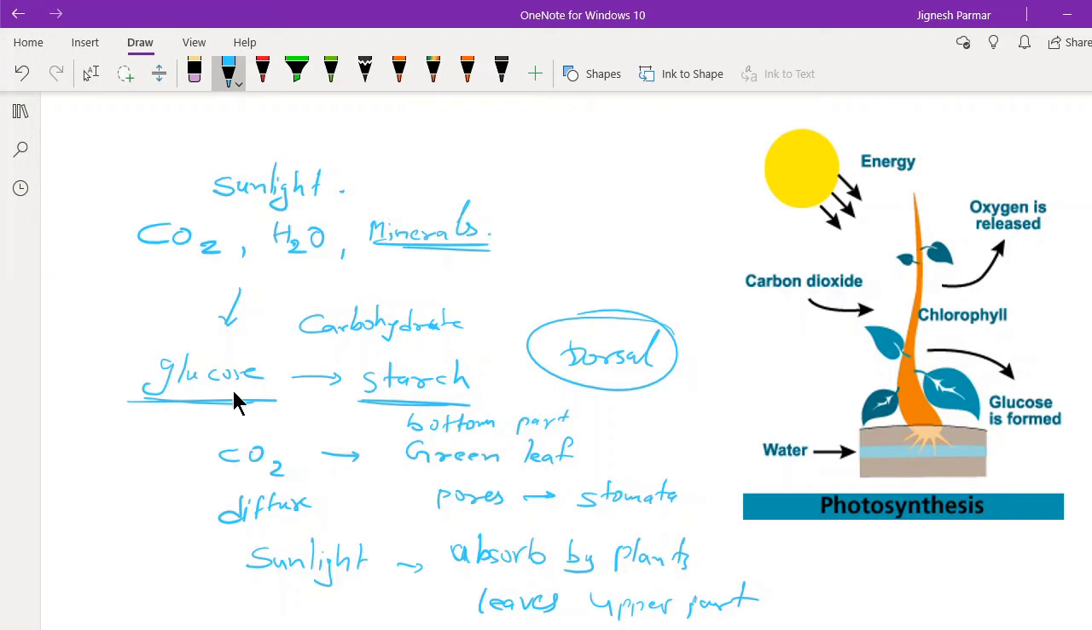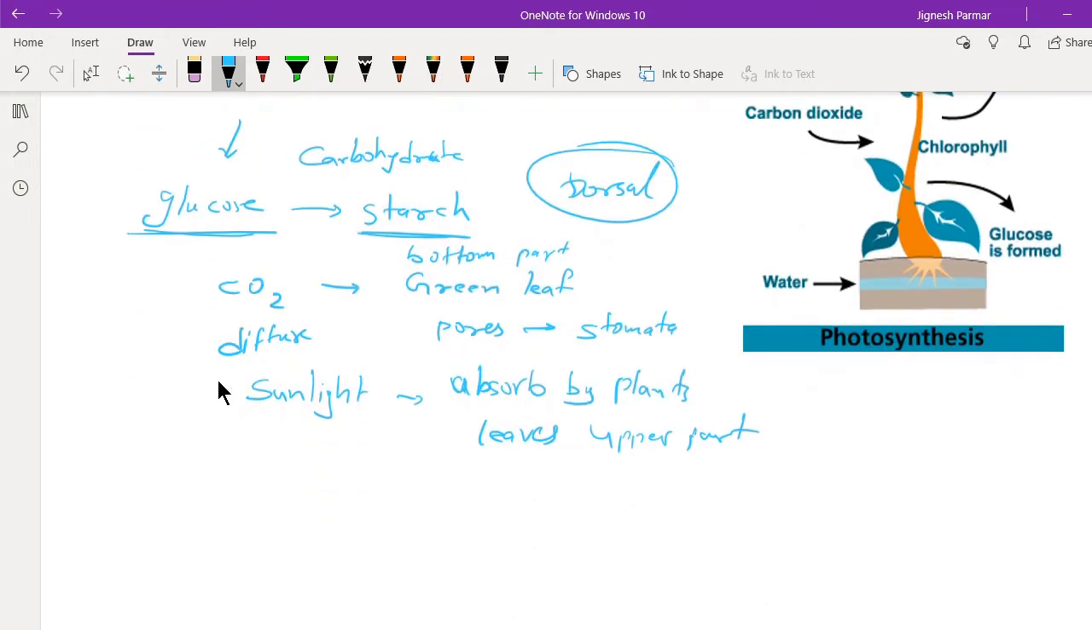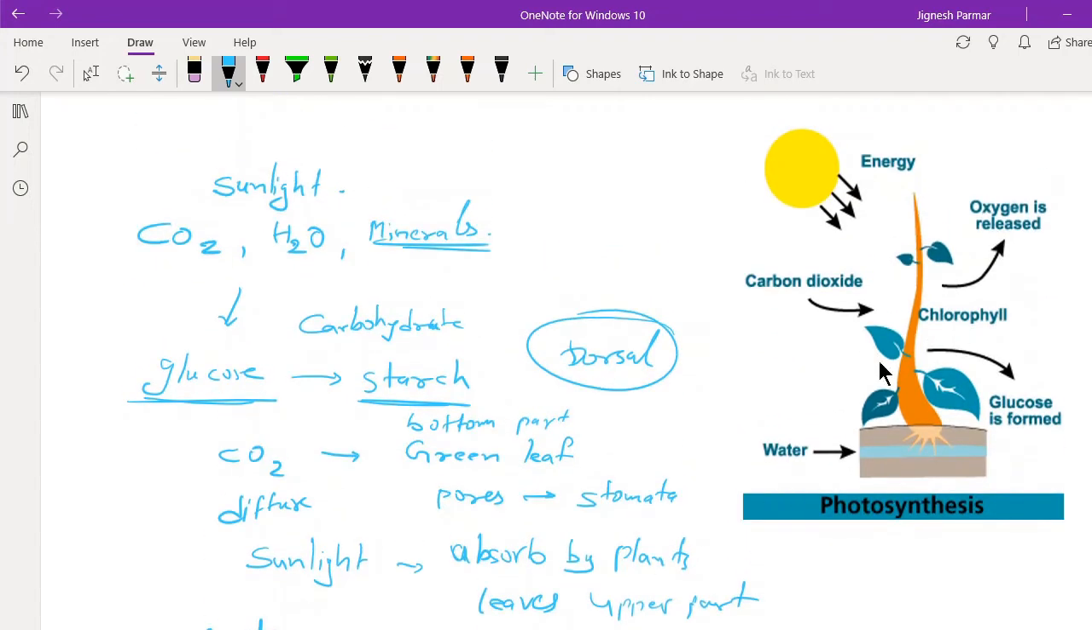Now let us talk about water. Where does this water come from? Water oozes out from the roots. You can easily make it out from this diagram. The sunlight energy comes to the upper part, and carbon dioxide goes in from the bottom part. Now, what are the two products we got? We got glucose and oxygen. Oxygen is released into the atmosphere, and oxygen is used.